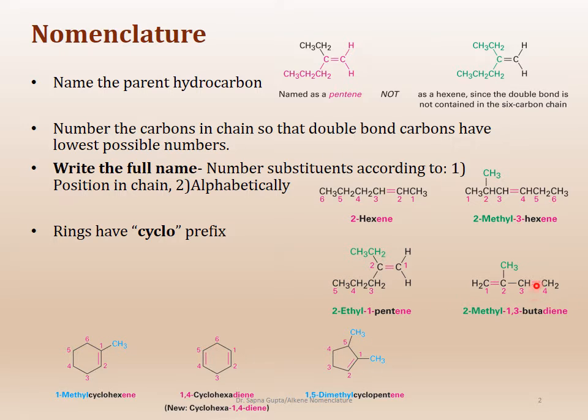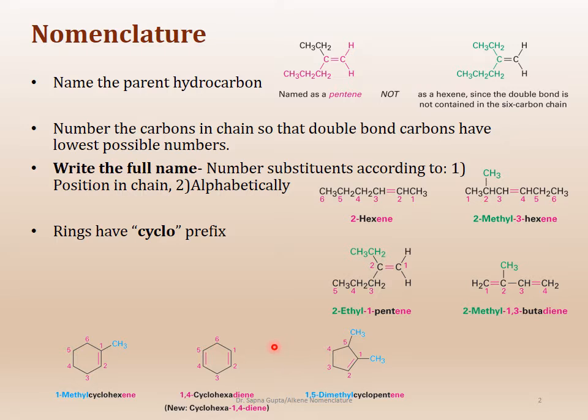If you have 2 double bonds, then you have to obviously start from 1 somewhere. So you start closer to the substituent over here. So everything will get the lower numbers possible. And so here it would be 2-methyl-1,3-butadiene. The buta is for the 4 carbons. The diene tells you that you have 2 double bonds in there.